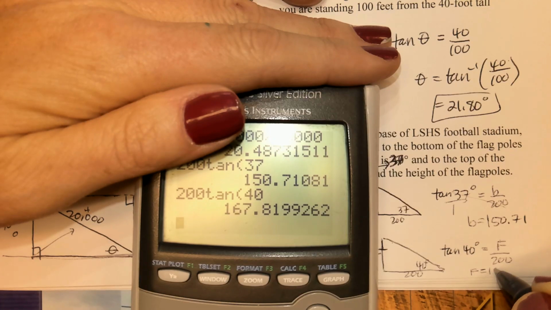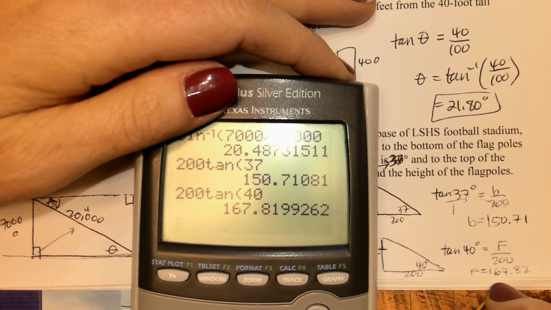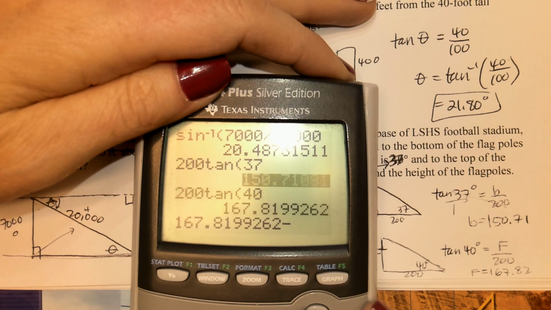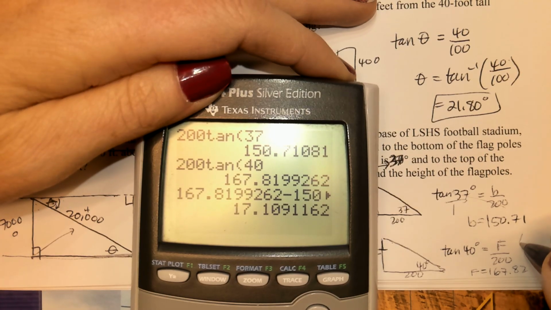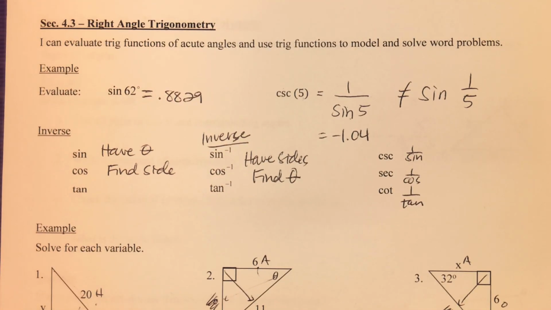Sorry, I'm going to squeeze it in here because my pen's dying. And then I just subtract the two. So this is all the way to the top of the flags. That's the top of the building. If I subtract the two, I will find out how tall the flags are. And they look like they're about 17 feet tall, literally as my pen ran out. So there's just a review of SOHCAHTOA, some stuff from geometry about how to solve a triangle.